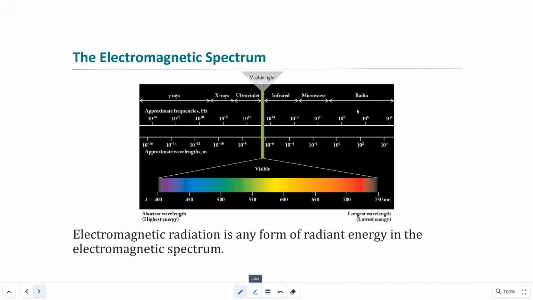Now, any form of radiant energy in the spectrum is considered electromagnetic radiation. We tend to focus most on this little band in the spectrum called the visible light spectrum, and it covers light that is in about 400 nanometers to 750 nanometers in wavelength.